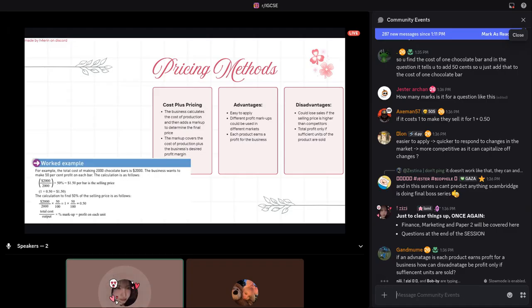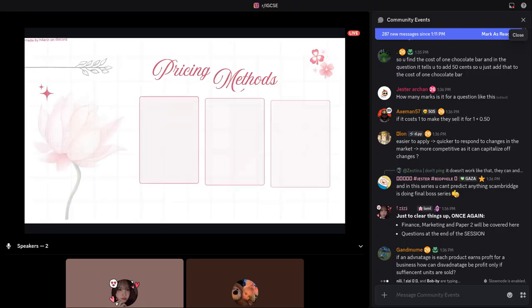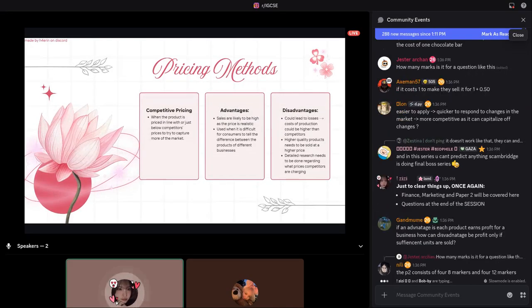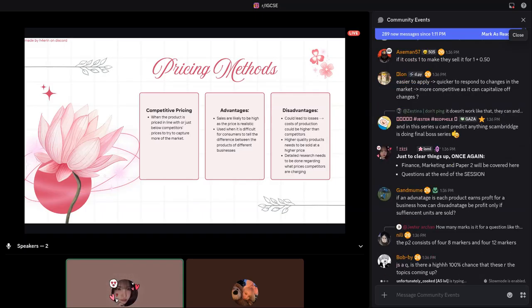Okay, continuing. The second pricing method we have is competitive pricing. It's when the product is priced in line with or just below competitors' prices to try to capture more of the market. The advantages are sales are likely to be high as the price is realistic, used when it is difficult for consumers to tell the difference between the products of different businesses.